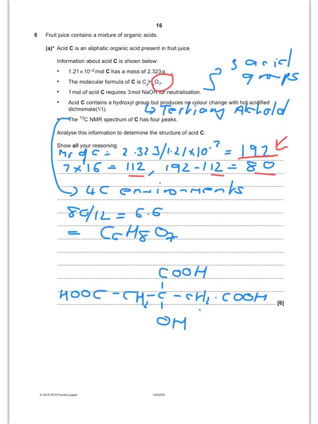So we've got to figure out how many carbons and hydrogens I've got. So ballpark, I say 80 divided by 12, which is of course the relative atomic mass of carbon, gives me 6.6. So that would indicate I've got 6 carbons and 8 hydrogens, and I know I've got 7 oxygens. Right, it also tells me 1 mole of acid requires 3 moles of sodium hydroxide for neutralization. So that tells me I've got 3 acid groups. It tells me I've got a hydroxy group but produces no colour change, and therefore I must have a tertiary alcohol. And finally, my carbon 13 NMR has 4 peaks, so I've got 4 carbon environments.